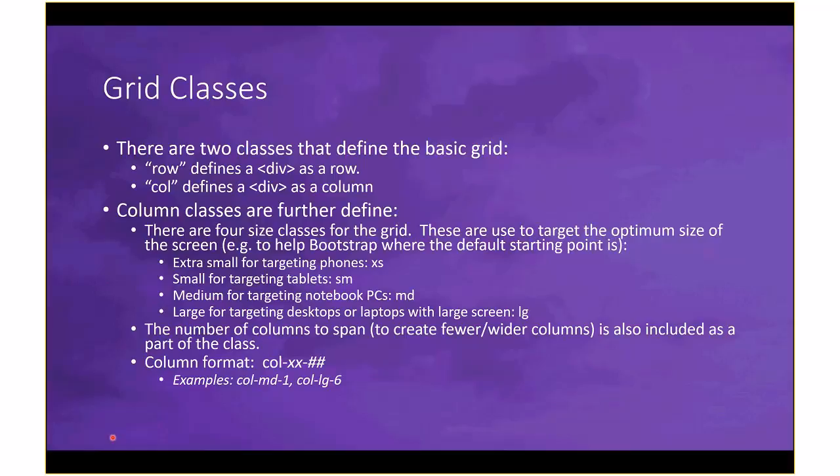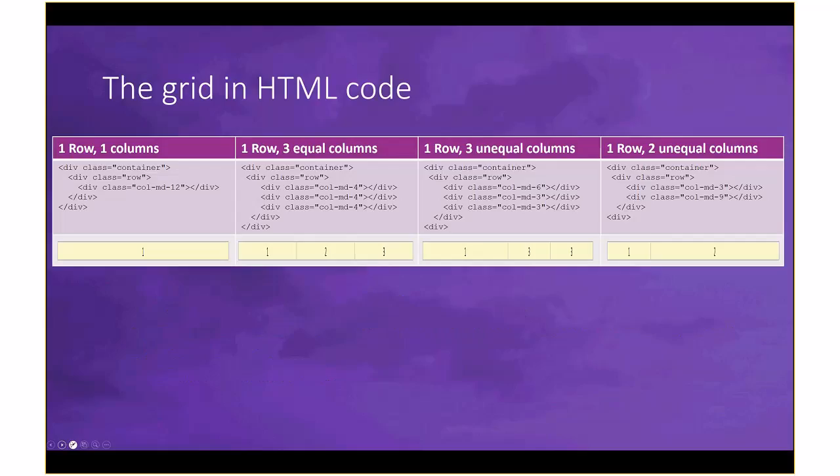So let's see what that looks like. Here's what it looks like in HTML code. I have my container, then my row, and then 1 or more columns. This first one is 1 row and 1 column. I do my container, then div class equals row, and then a single div class equals col-md-12. Remember, it's col, then medium, then the number of grid columns, 1 to 12, that I want my column to incorporate. In this case I want it to incorporate all 12, so I have a single row, single column container for my content.